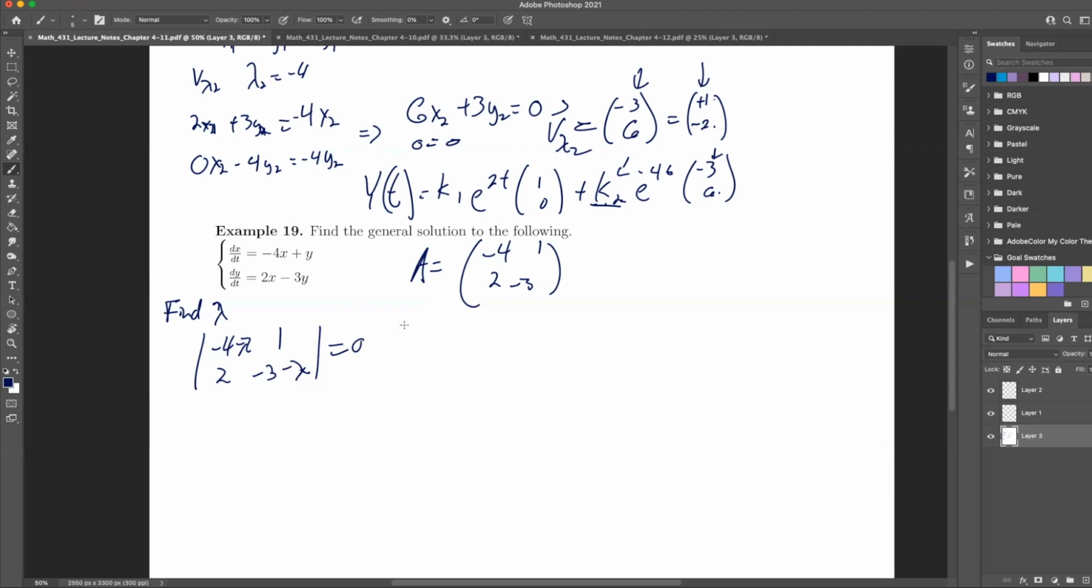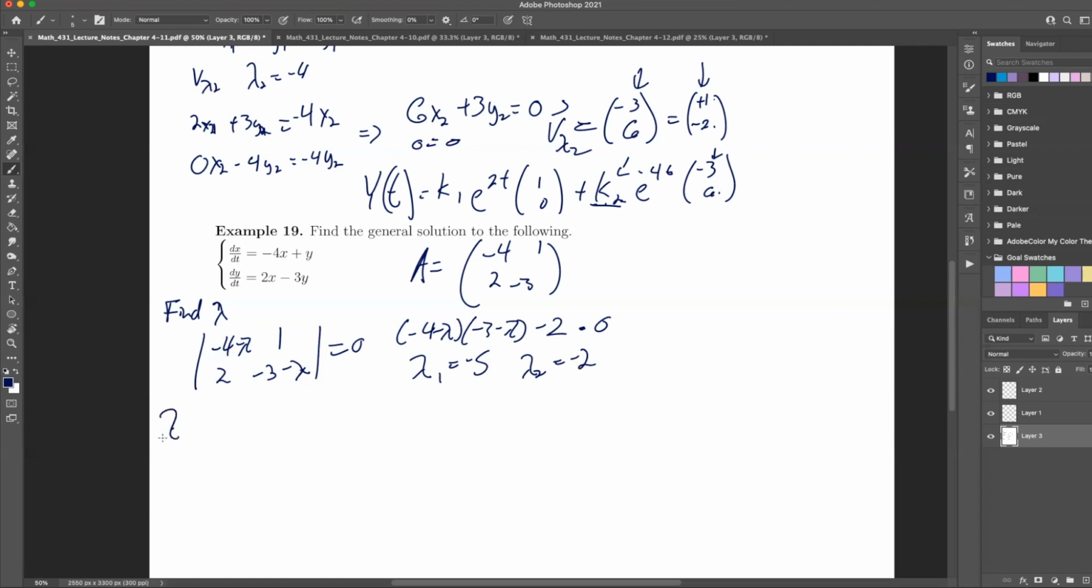What does this end up being? This is -4 minus lambda times -3 minus lambda, so this minus that equals 0. You solve this out. I'll get lambda 1 equal to -5. I'll get lambda 2 equal to -2.